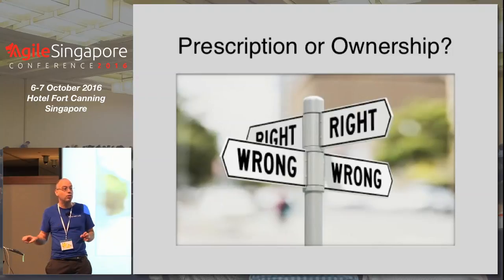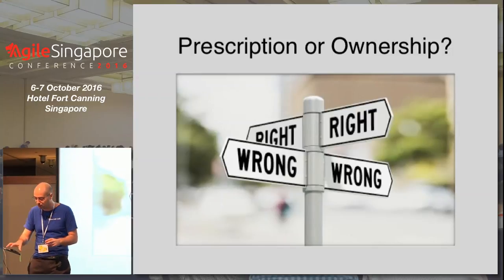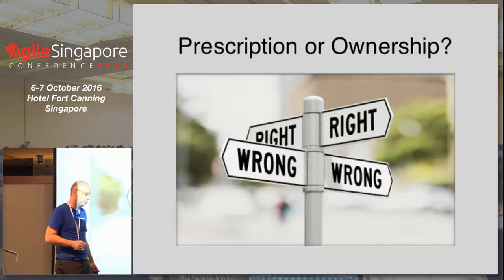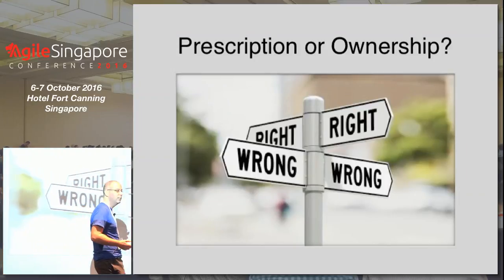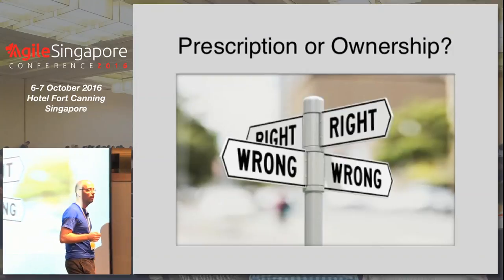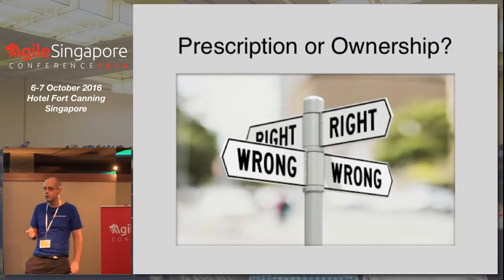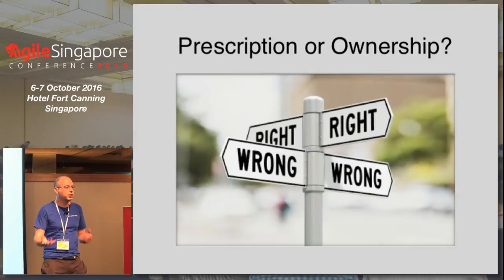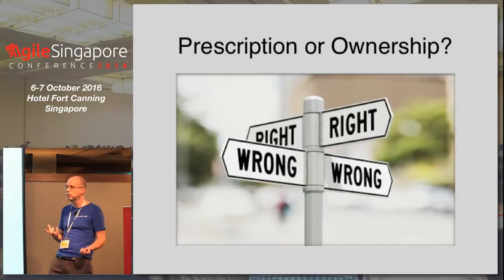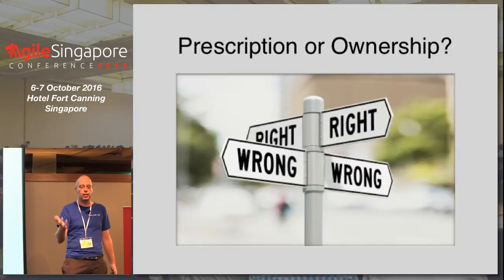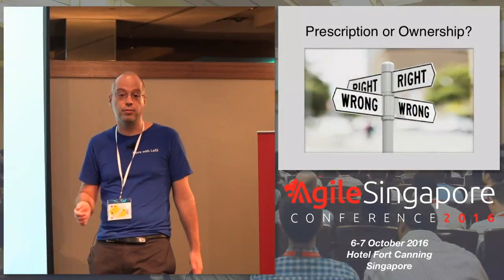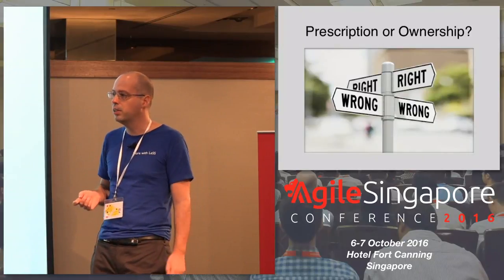We don't want to give them prescription or rules because they'll just follow it and then they don't experiment anymore. But if we don't give them prescription and rules, they don't start and they can't even experiment. So we're stuck with this conflict. And suddenly we realize this conflict is solved. The answer was right in front of us, which is Scrum itself.